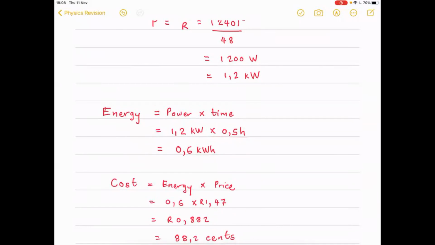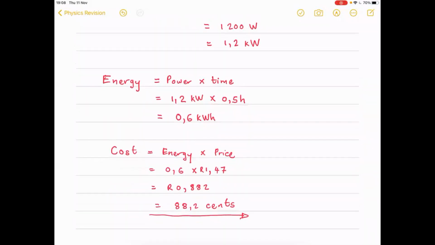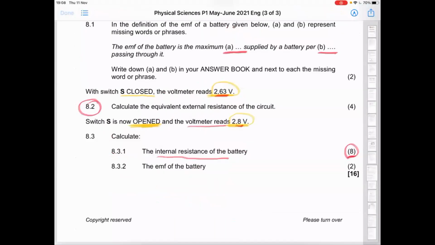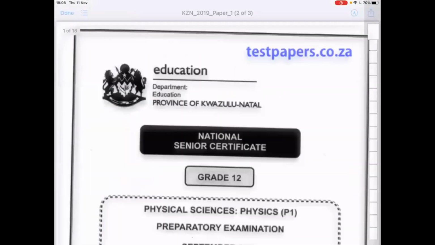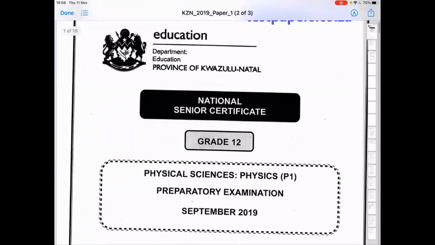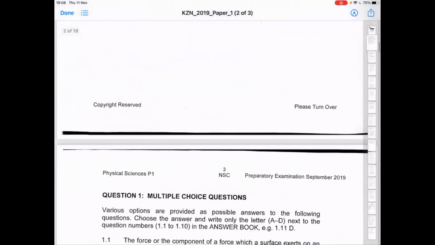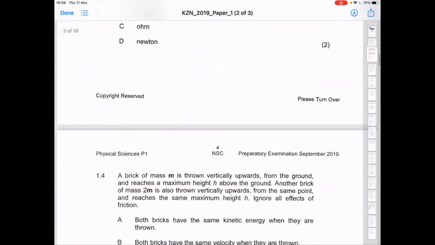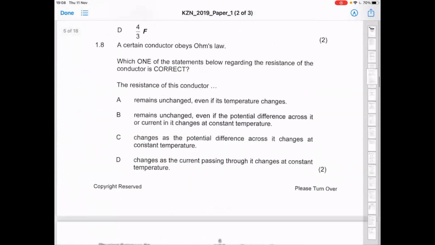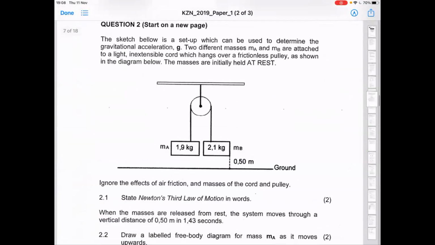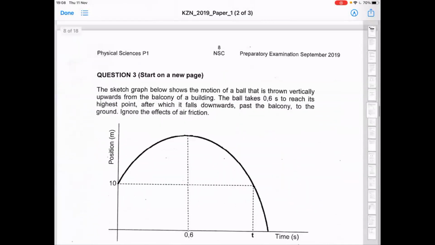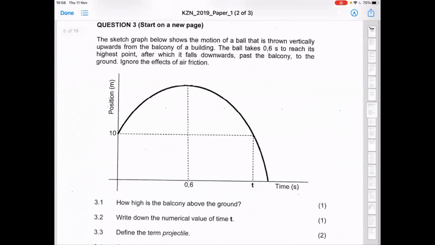Okay, so we can move on to another paper and try to do some questions that you asked me or something that we didn't cover in our previous section. Okay, so here's one.